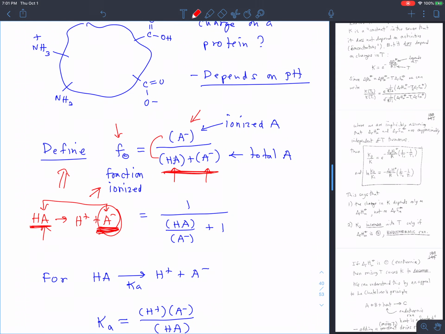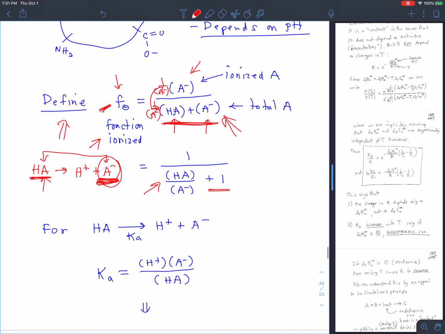If I divide top and bottom here by A minus, I can always do that, right? Because when I do that on both top and bottom, nothing changes. Then I get that this fraction ionized, this is my definition of what I mean by fraction ionized, is equal to 1 over the ratio of the unionized A to the ionized A, plus 1. And that's a form we want and can use because we can relate this ratio to the equilibrium constant expression.